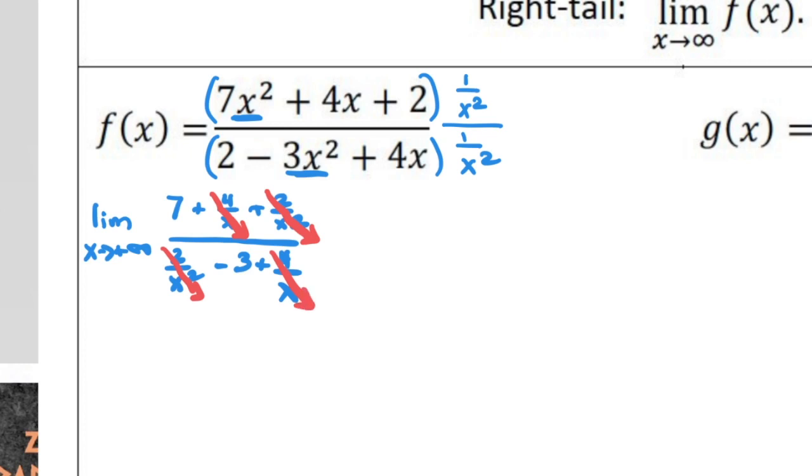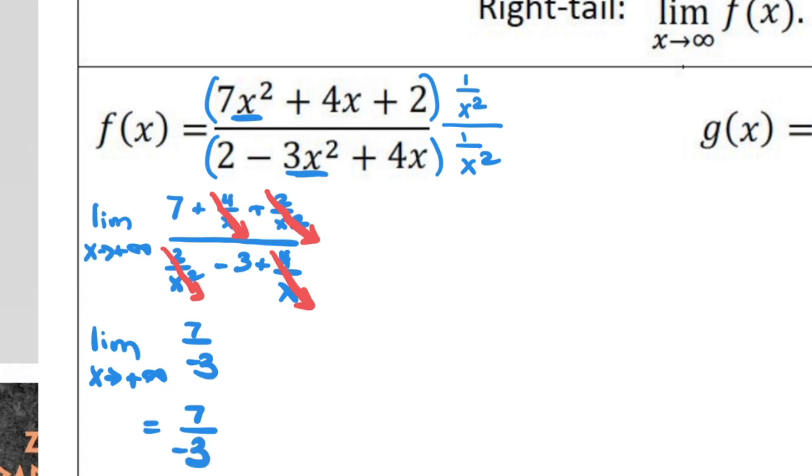So what we can do is rewrite the problem. It's the limit as x goes to positive infinity, 7 over negative 3. And you know the limit of a constant is equal to the constant.